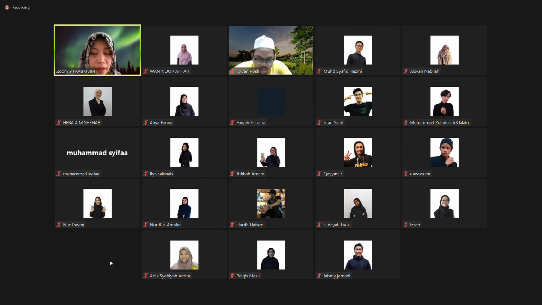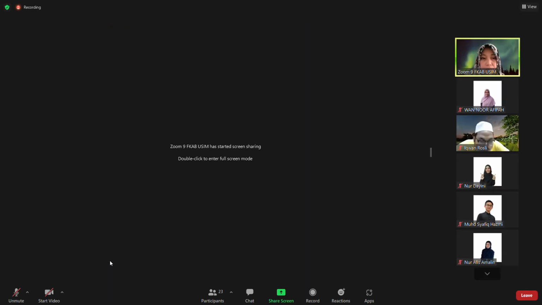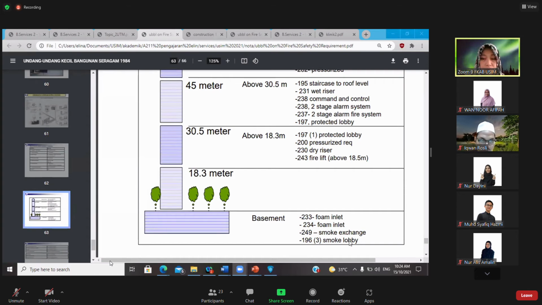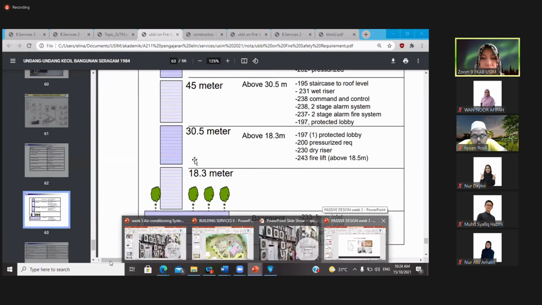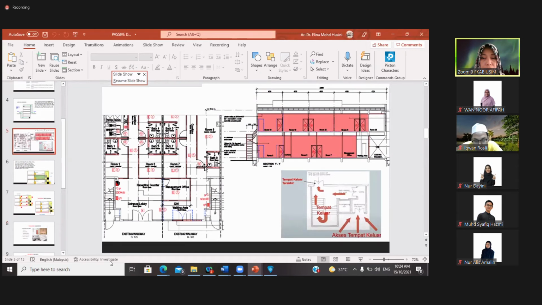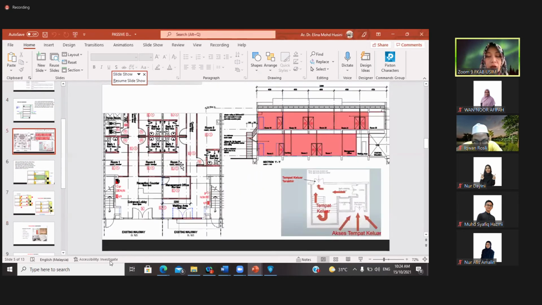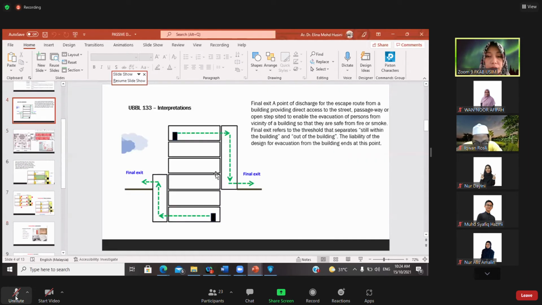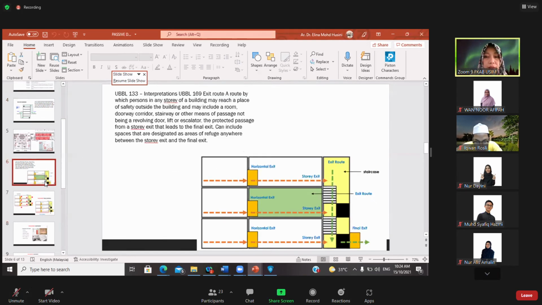Okay, I share again, but I've been telling you last week. See what happened here. How much door do you need? Fire door do you need? How much opening as a limit of access? And the interpretation here, how do you design?